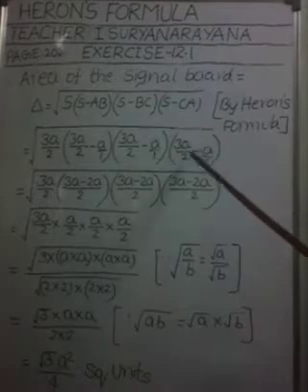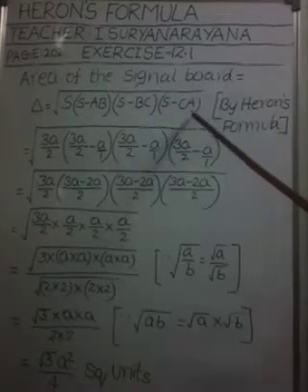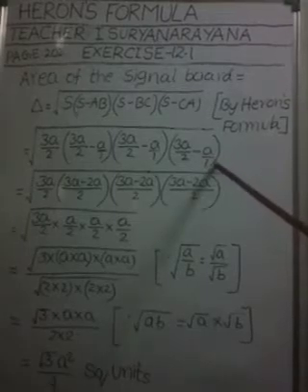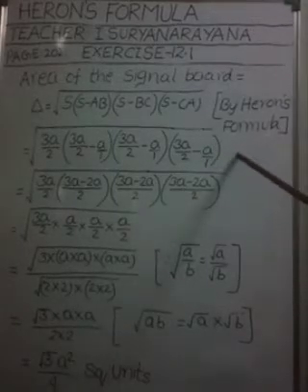Into s, 3a by 2 minus, what is the value of CA? a only, but we can write it as a by 1 for our convenience. Understood this step, my children?